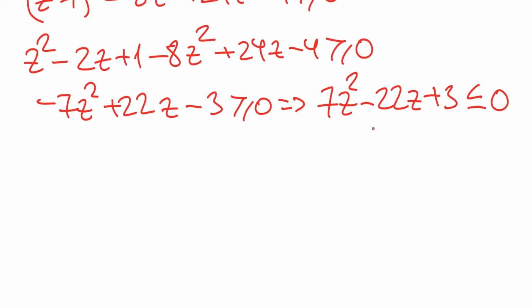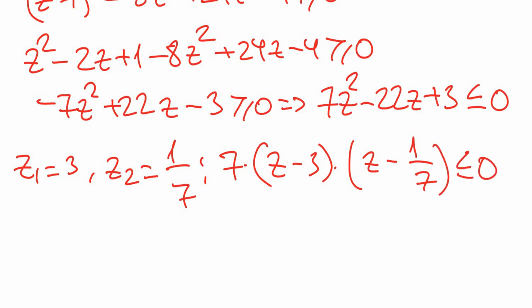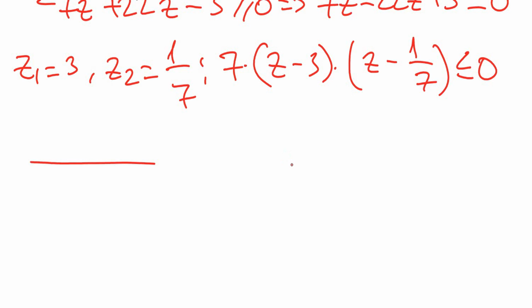Now to solve this inequality, I'm gonna find the zeros. So here the zeros are z1 is equal to 3 and z2 is equal to 1 over 7. And so therefore the left hand side can be factored as 7 times (z minus 3) times (z minus 1 over 7), which is less or equal than 0. So let me draw here a number line. In the number line here 1 over 7 and here 3, and in this interval, let me write here the interval.